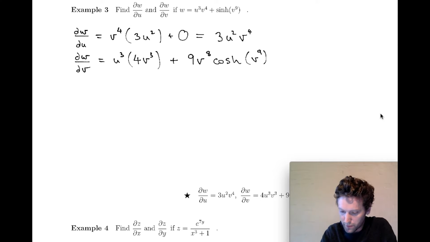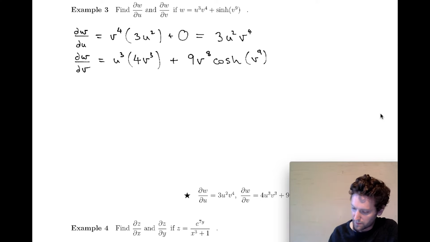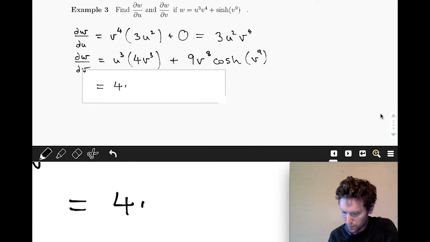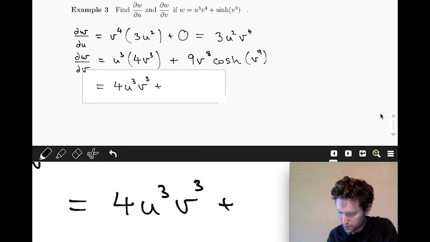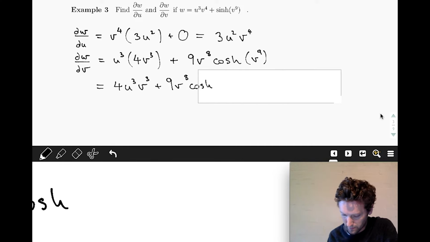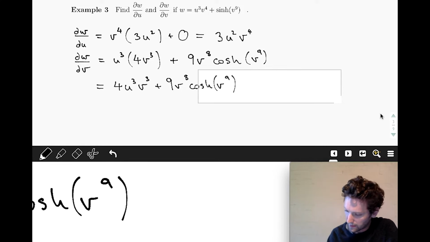So my partial derivative of w with respect to v, let's write that out neatly, is equal to 4u cubed v to the power of 3 plus 9 v to the power of 8 hyperbolic cosine v to the power of 9. And I'll just put brackets around that to make it clear.